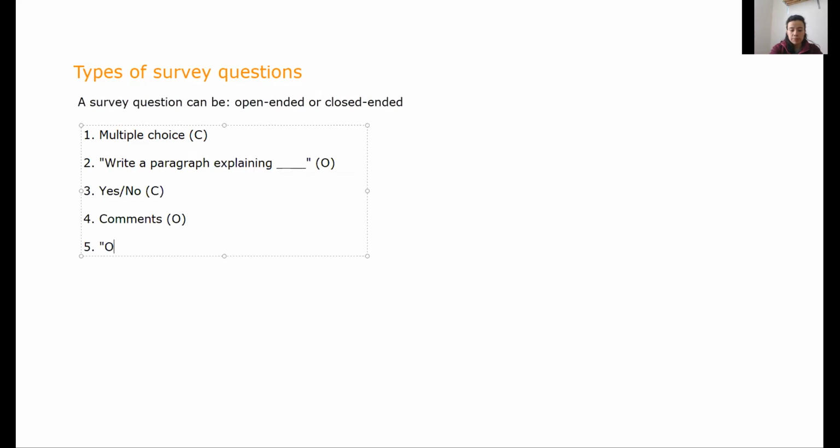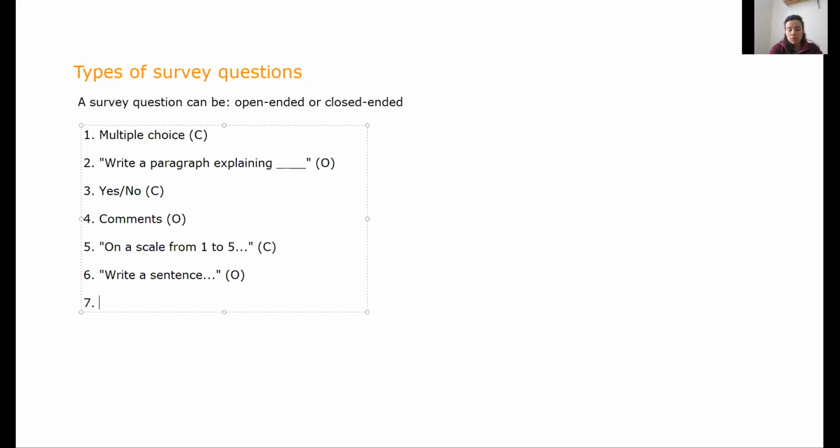So that means, for example, on a scale from 1 to 5, rate something. Is this open-ended or closed-ended? Closed-ended, right? It's 1, 2, 3, 4, or 5. Those are your options. That's where it stops. Then you have write a sentence describing something. That is open-ended.